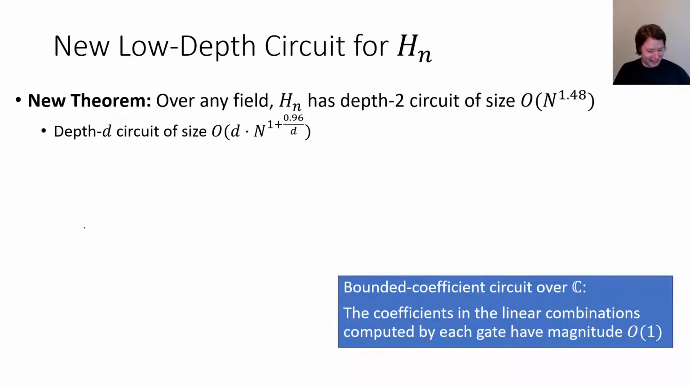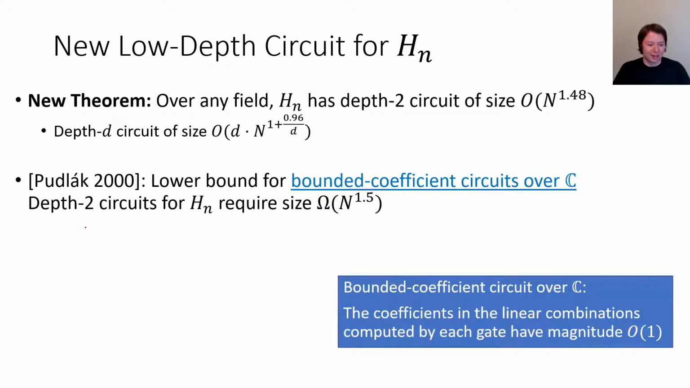There was a line of work in the 70s, 80s, and 90s trying to explain why we haven't been able to design smaller circuits for those matrices. They showed barriers. For example, this result by Pudlák in 2000 showed that bounded coefficient circuits for the Walsh-Hadamard transform couldn't improve on the fast Walsh-Hadamard transform that I mentioned on the previous slide.